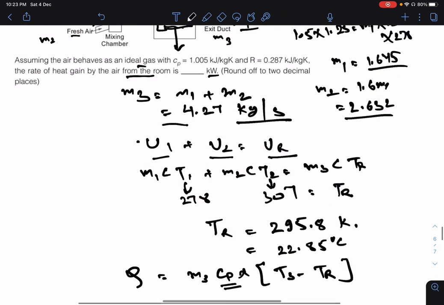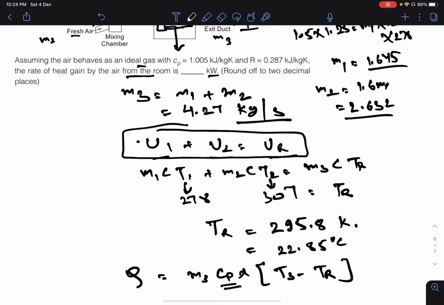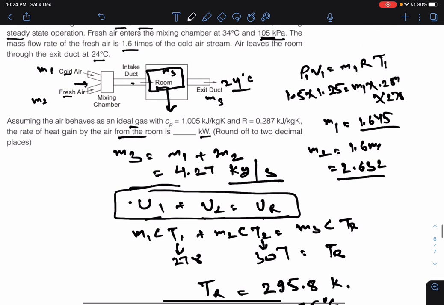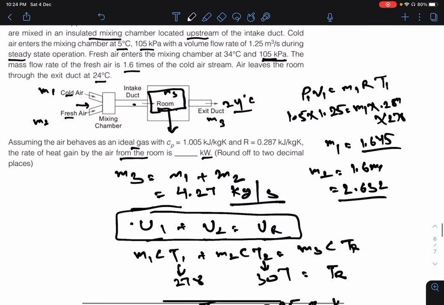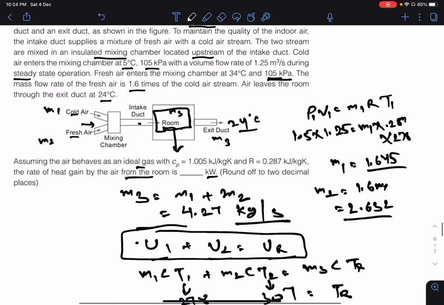Why we can use this formula U1 plus U2 is equal to U3? Because there is no heat loss at this point. It has been given insulated mixing chamber. So here the air is mixing and there is no heat loss at this point. So we can write total energy U1 plus U2 is equal to total energy inside the room.